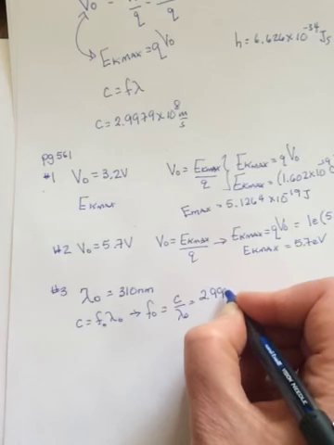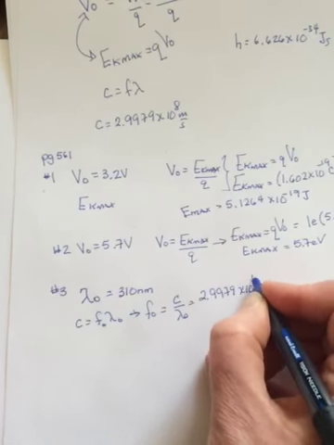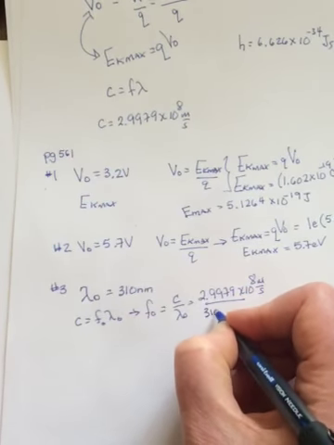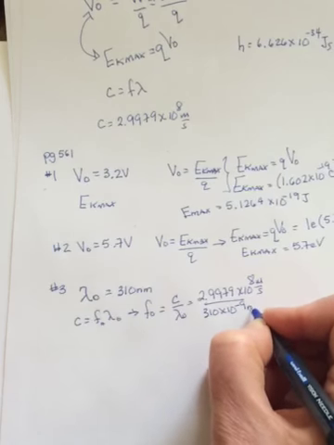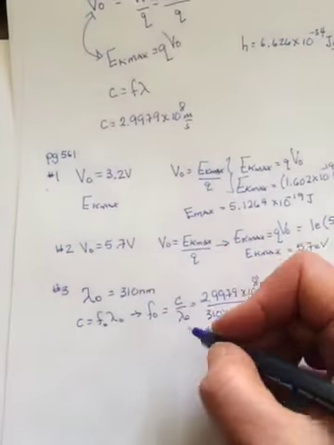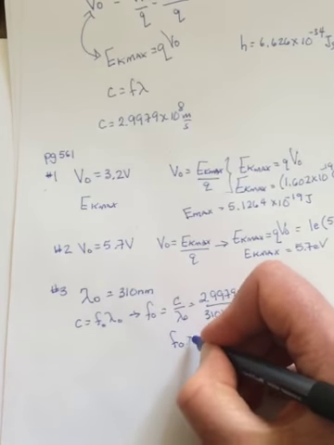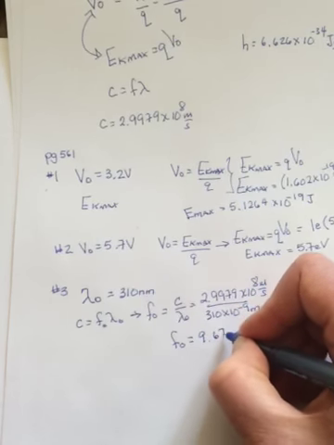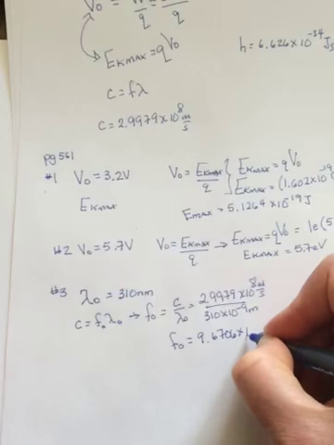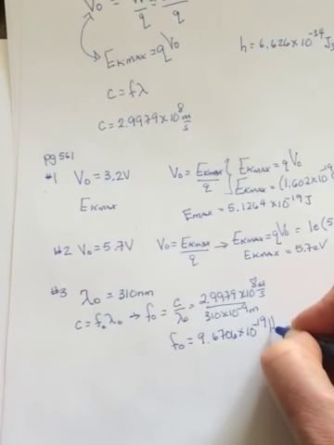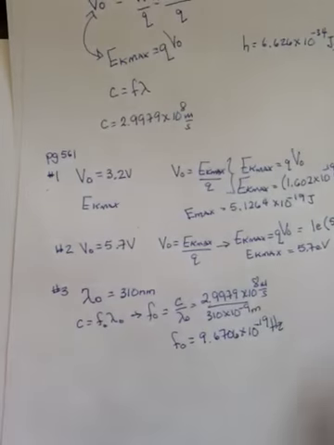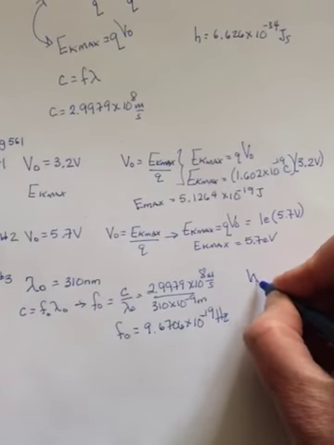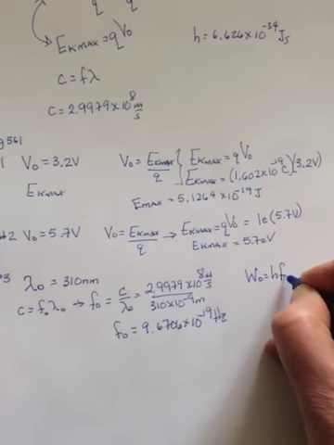So 2.9979 times 10 to the 8th meters per second divided by 310 to the negative 9 meters, or 3.1 to the negative 7. And when you do this, you get an FO of 9.6706 times 10 to the negative 9 hertz. Okay, that's part A. Part B says, what is the work function? Well, then WO is just equal to HFO.